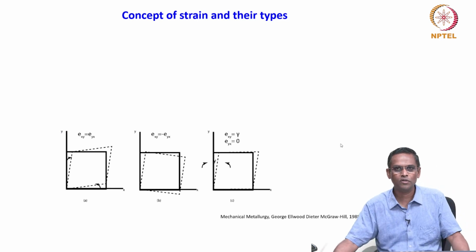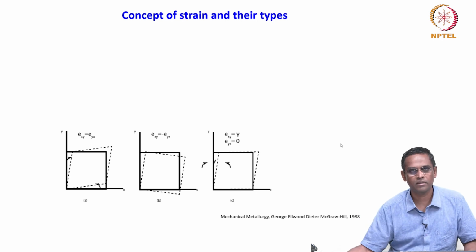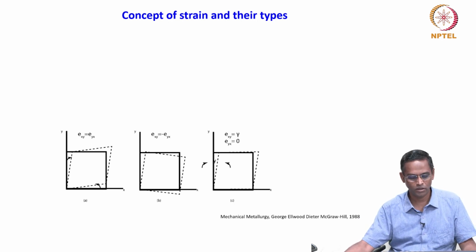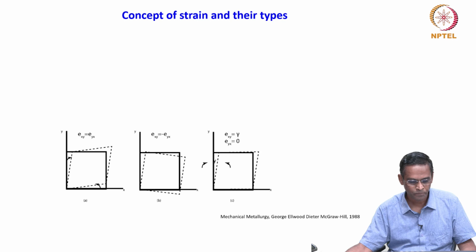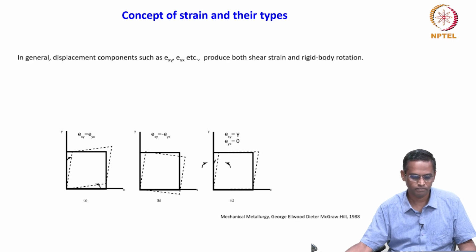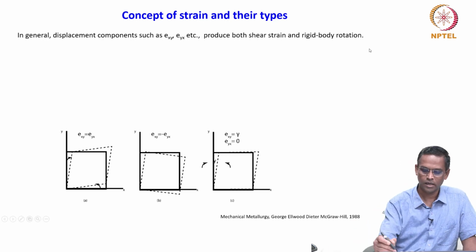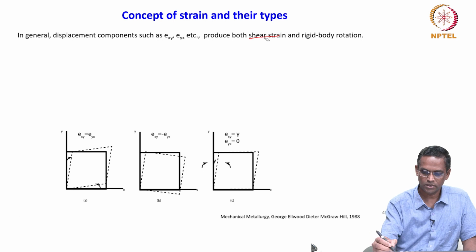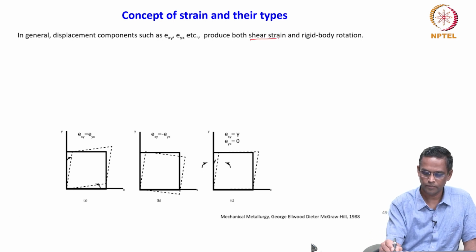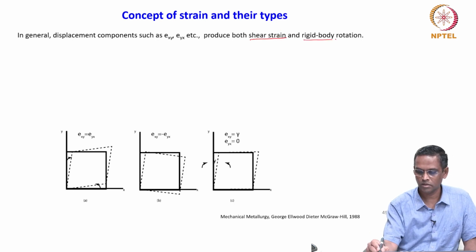So, what we have now seen so far is a linear strain, right. Also the strain has 2 components. What are those 2 components? The displacement components such as Exy and Eyx etc. produce both shear strain and rigid body rotation, very important, right. So, we have to differentiate these 2 things, shear strain and rigid body rotation.